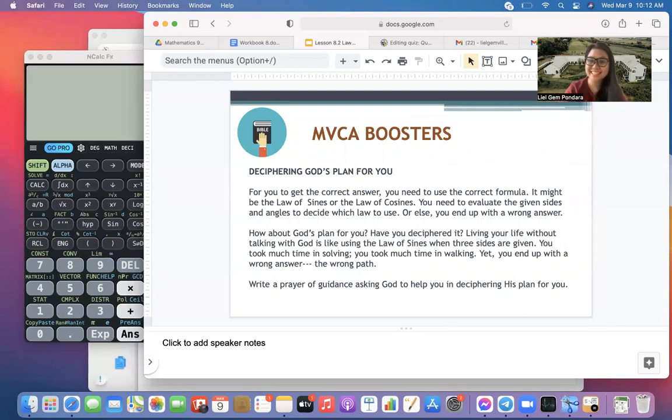Have you deciphered it? Living your life without talking with God is like using the law of sines when three sides are given. It means if there are three sides, there's no complete set. You took too much time in solving. You took much time in walking. Yet you end up with a wrong answer, and that is the wrong path. Now, you need to write a prayer of guidance, asking God to help you in deciphering His plan for you.